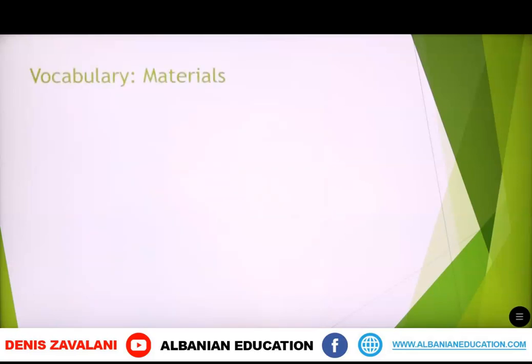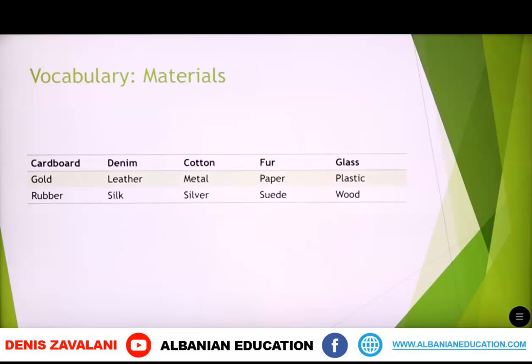Now let's go with the other part of today's lesson. It's about materials. Have you ever thought about the things that you wear and the things that you use? What kind of materials do they have? We have a table here which focuses on words that deal with materials. The first is cardboard. Then we have denim, cotton, fur, glass, gold, leather, metal, paper, plastic, rubber, silk, silver, soy, wood.